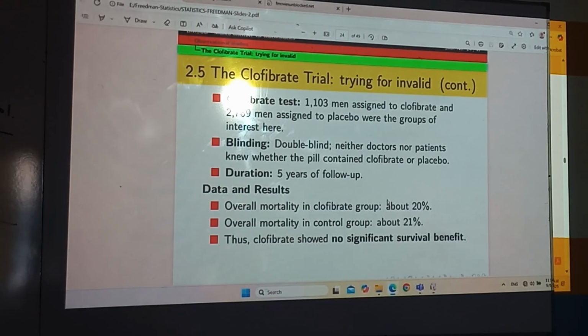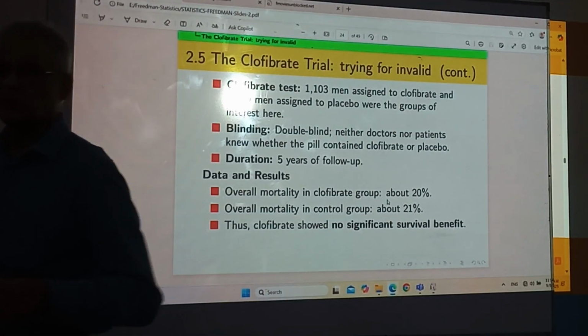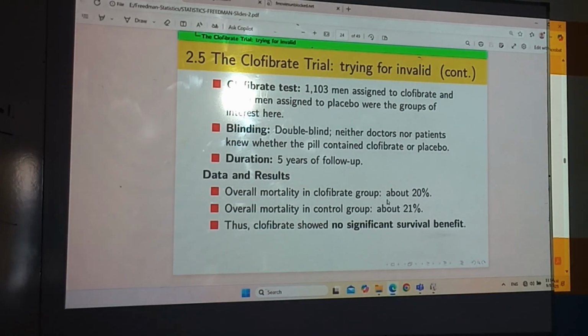Right? So in the data analysis, overall mortality in this particular medicine group was 20%. Overall mortality in the control group was very close to that, 21%. So even though this was just 1 point below, it's not strong enough evidence for us to decide that this particular drug works. Right? There should be a large difference for us to decide that it is really good. So therefore, people decided that there is no significant survival benefit from this particular drug.